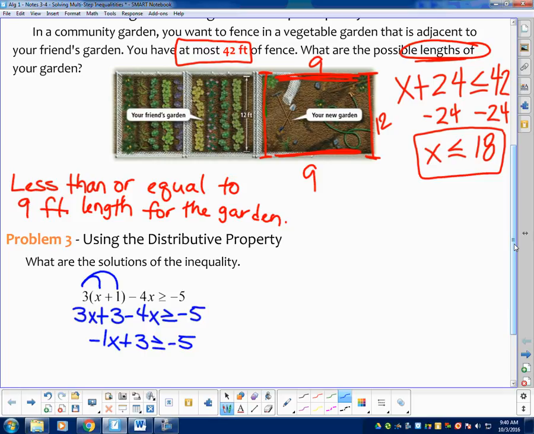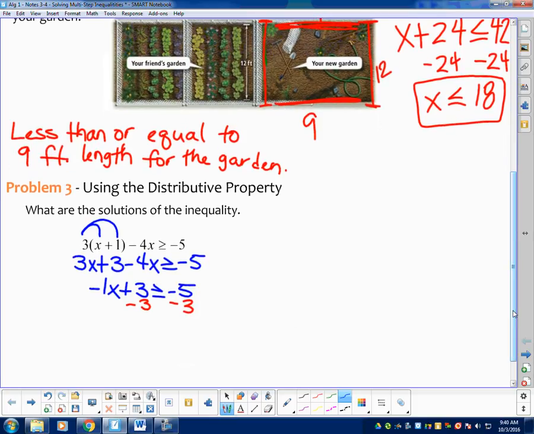Remember, you don't need that 1 there. I like to put it there just to remind myself. Okay, then what next? What can we do with the 3? Yep. Negative 5 minus 3. Good. I heard it.